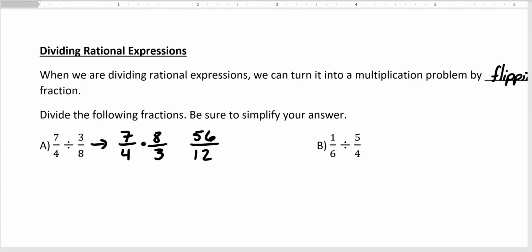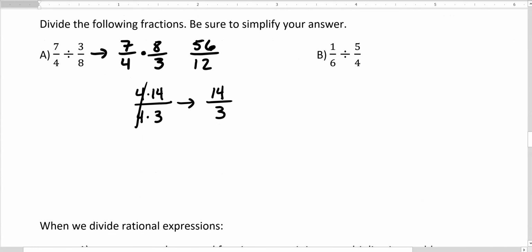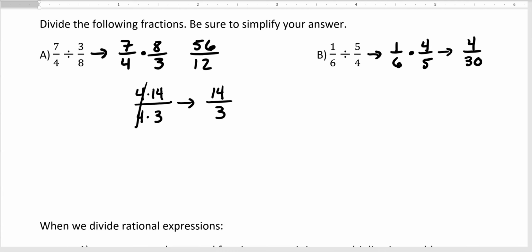So let's see. 4 times what gives me 56? 4 times 14. And then 4 times 3 gives me 12. So I'd be left with just 14 over 3. Fantastic. Looking at letter B here, 1/6 divided by 5/4. No, that's boring. Try 1/6 times 4/5. Boom, way more fun. 1 times 4 is 4. 6 times 5 is 30. 4 over 30 would simplify to 2 over 15. That's 1/6 divided by 5/4 right there.